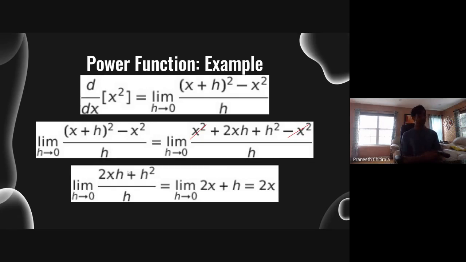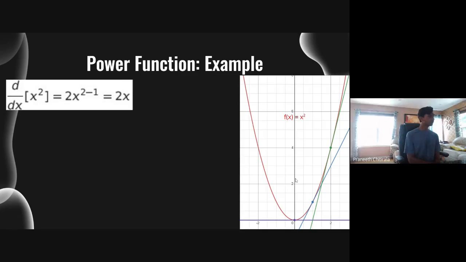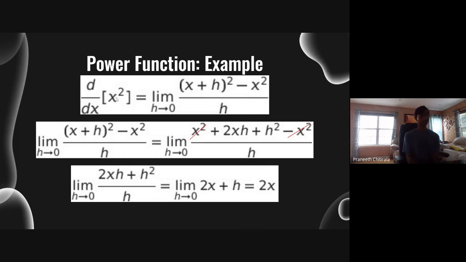And again, all of the terms in the numerator and the denominator have a common factor of h. So you can cancel h out of both sides. And then you'll get the limit as h approaches 0 of 2x plus h. Substitute 0 for h, and you get 2x. So the derivative of x squared is 2x.